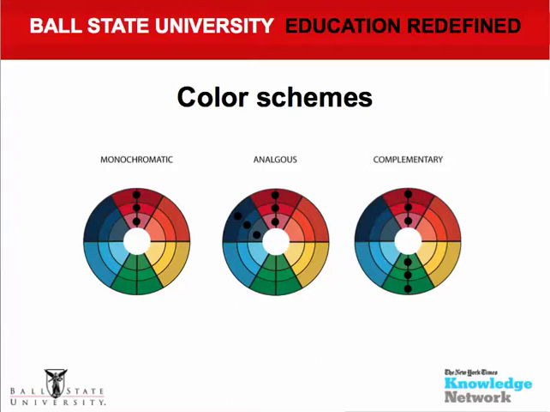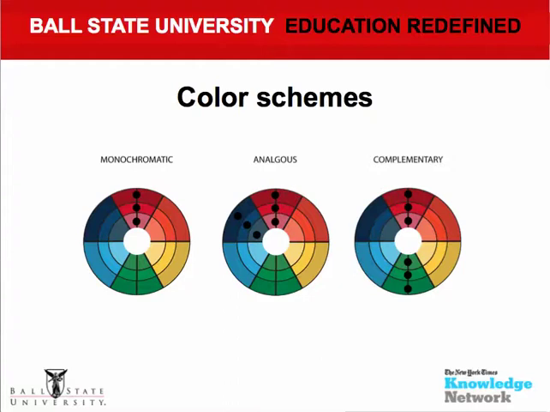We could easily take this idea of a monochromatic scheme and move it down to green and use green as our main hue, and then just add white and black to it to have a darker and lighter version of green. In the analogous example, you can see that we're choosing colors that are near each other on the color wheel. In this case, red and purple. Because purple has red in it, it matches red very nicely.